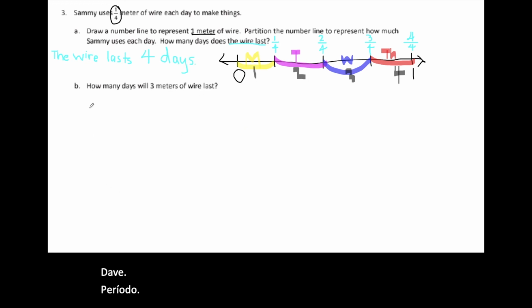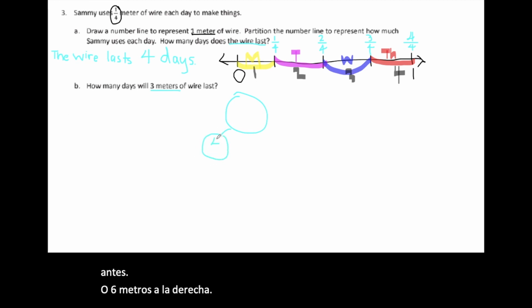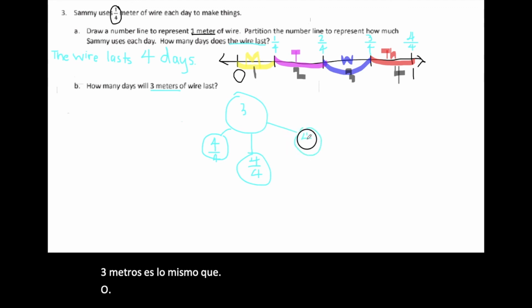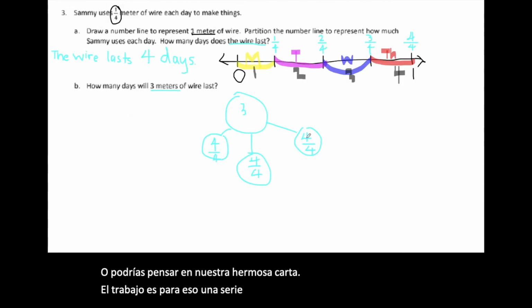Period. All right. How many days will 3 meters of wire last? So if he had 3 of these, how many days would it be? If you thought about it maybe as a number bond like we did before, 3 meters is the same as 4/4, 4/4, 4/4. You could think of it like this, or you could think back to our lovely chart. 3 days, 12/4. Is that what our number bond shows? 4/4, 8/4, 12/4.